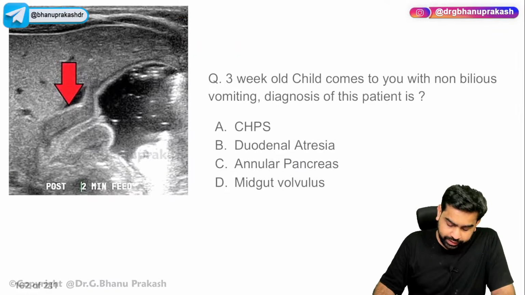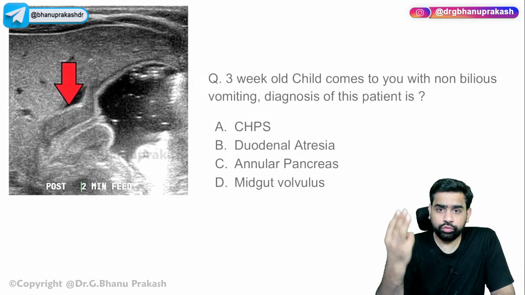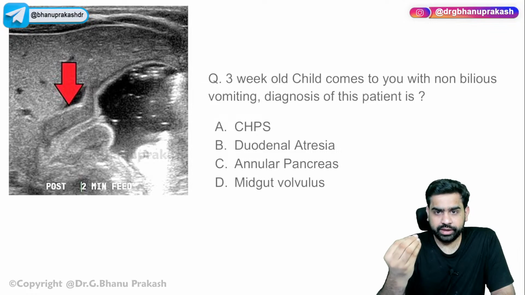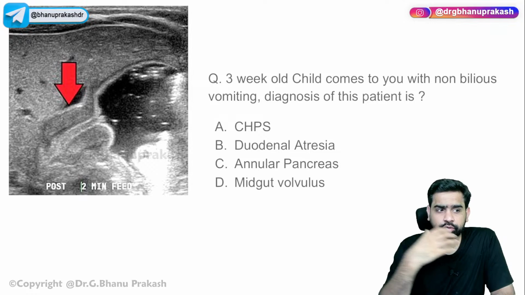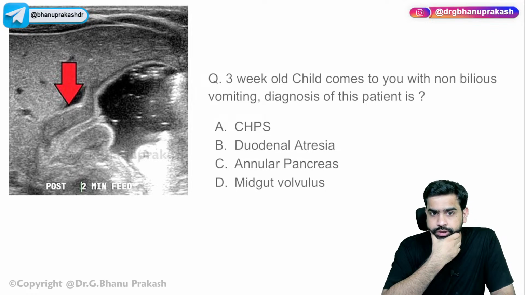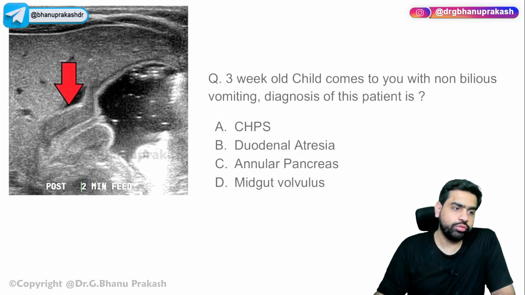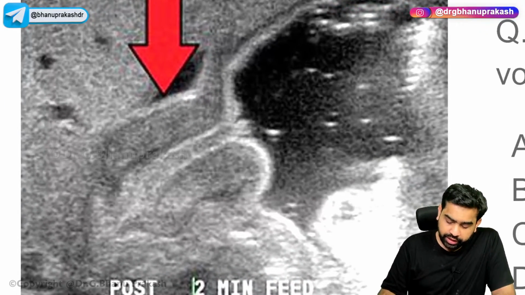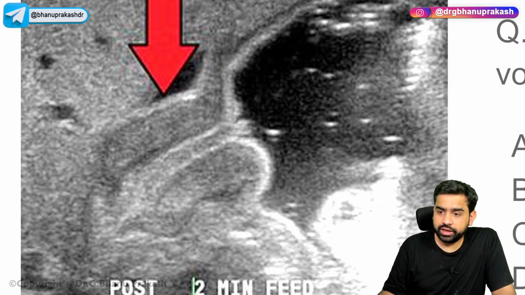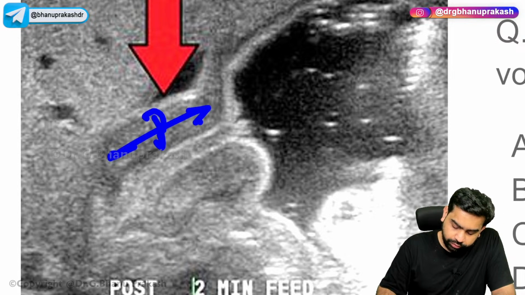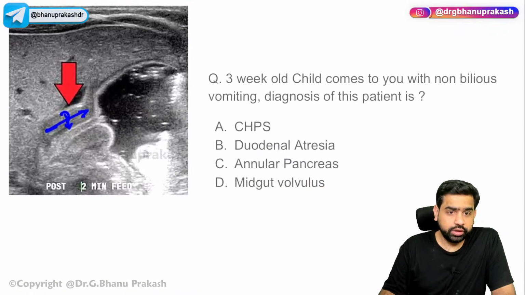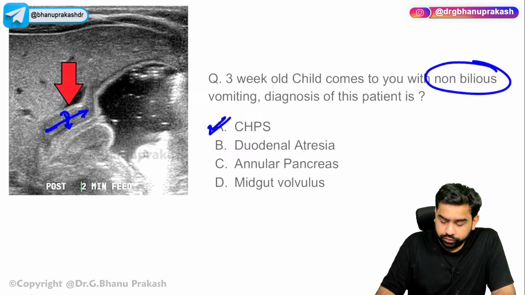Now let's move on to the next question. A 3-week-old child comes to you with non-bilious vomiting. What is the diagnosis of this particular patient? Yes, absolutely right. What you are seeing in this image is obviously an ultrasound, and the pylorus has become very, very thickened. So this is your congenital hypertrophic pyloric stenosis. Please try to understand over here. Here we get non-bilious vomiting.